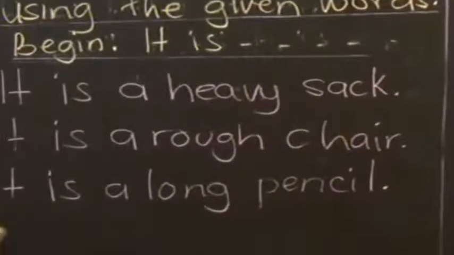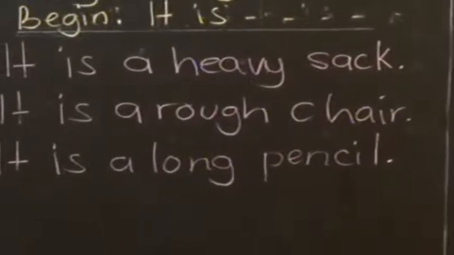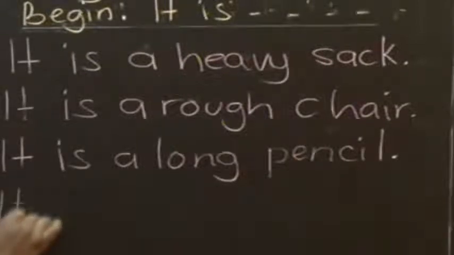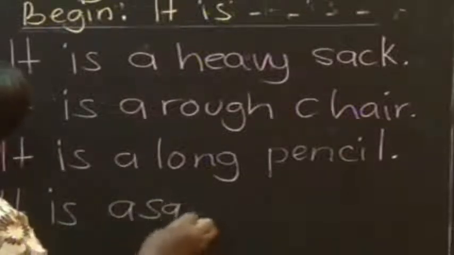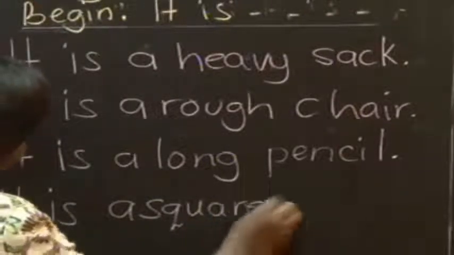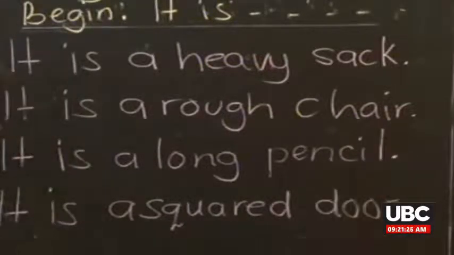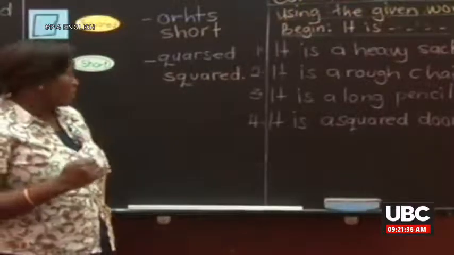Let's go to our fourth sentence. Who is giving it to us using the word squared? Yes, let's take that one, we are following the instruction and we say, it is a squared door. It is a squared door. It can also be a squared box. It can be a squared chair, table, a squared window. You are describing the noun.